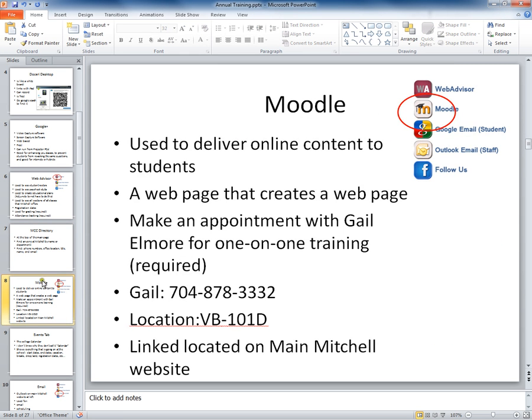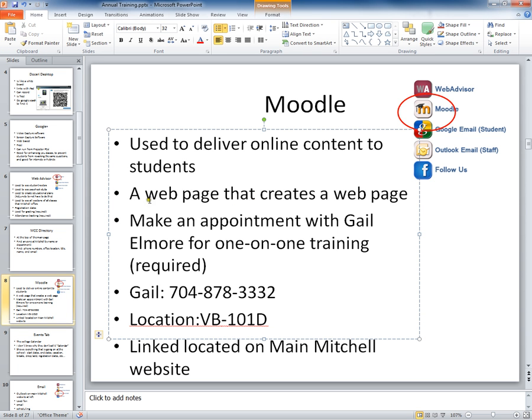Okay. Moodle. Of course, it's used to deliver online content. It's on the right side of the page with this link on the Moodle main website, on the Mitchell main website. Make an appointment with Gail Elmore for one-on-one training. It's required to do this. And here's her phone number, and here's her location. This needs to be done before the semester starts.